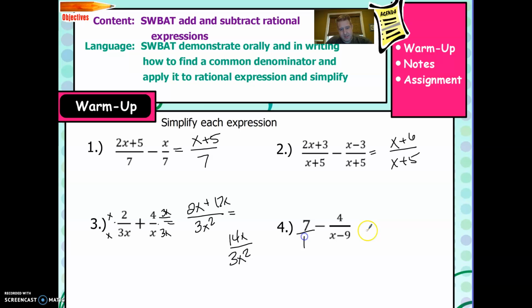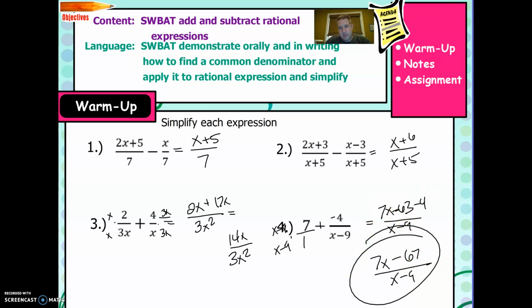And on the next one, I'm going to put this 7 over 1. So really, I'm going to have to multiply by x minus 9 on both of these, because x minus 9 is the common denominator. 7 times x is 7x. 7 times negative 9 is negative 63. And then minus 4 again. Those can be simplified, so 7x minus 67 over x minus 9. And this cannot be factored because I believe 7 and 67 don't have any common factors. 7 does not go into 67, and it's prime, so there's nothing else they can be divided by. So that's your answer.